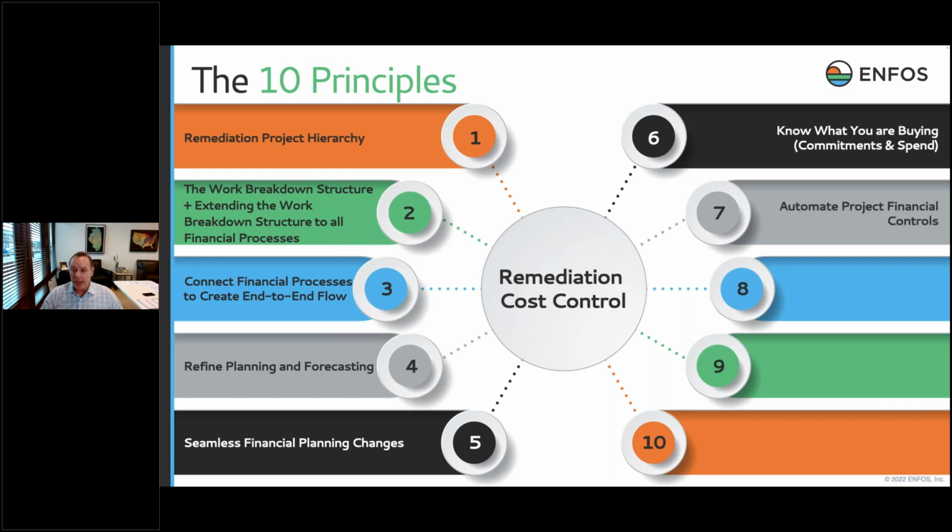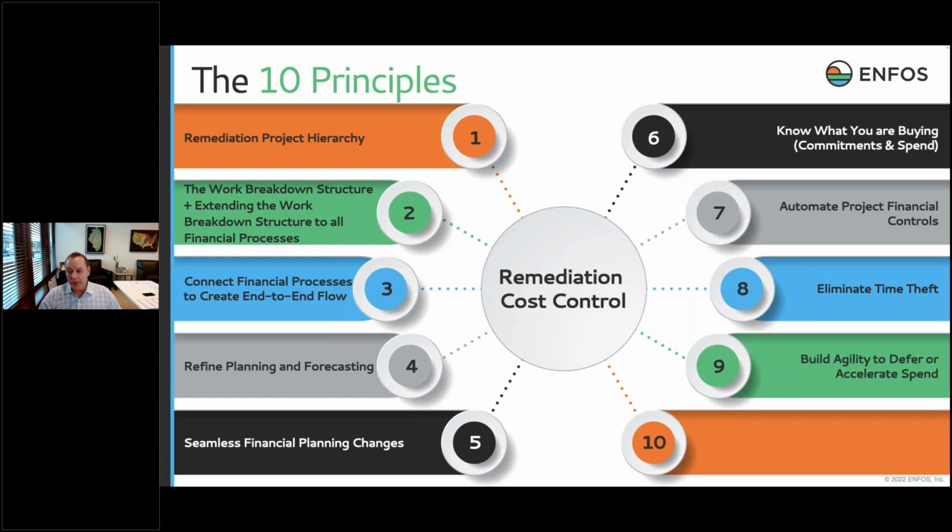Number 7 is automate project financial controls. When you talk about automation, you can't have that conversation without talking about technology and how technology can do the work of a human when it comes to project financial controls. So we'll spend time on that. Number 8, eliminating time theft. This is about where we really want our team spending the majority of their time. What are the high value activities versus the low value activities?